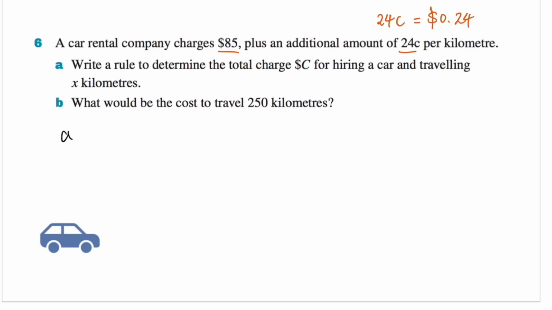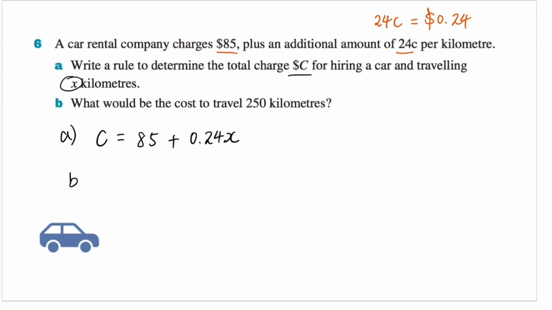All right, question A. Write a rule to determine the total charge, C, for hiring a car and traveling X kilometers. So the total charge is equal to the $85 we'll have to pay plus 24 cents for every kilometer traveled. Now, 24 cents is equal to $0.24. So we just rewrite this in dollars, which is 0.24 times X, since X denotes the kilometers traveled. So this is question A.